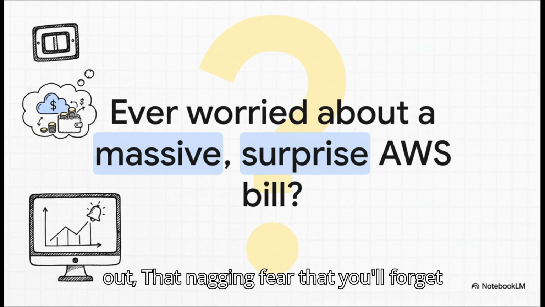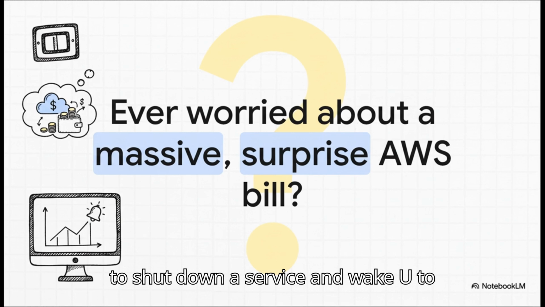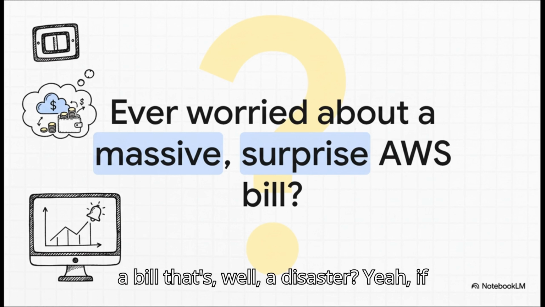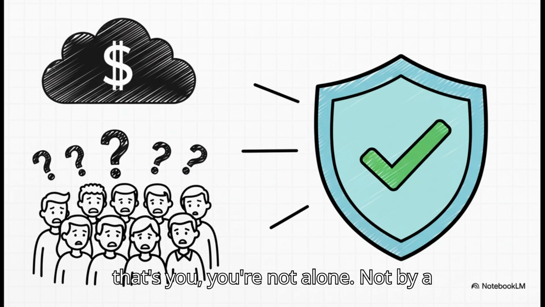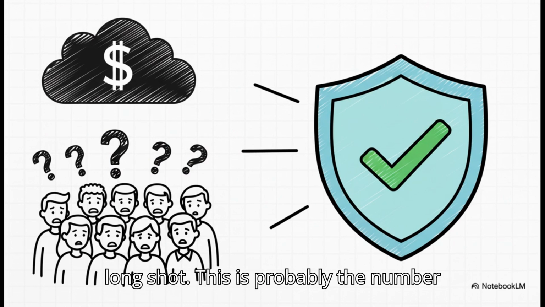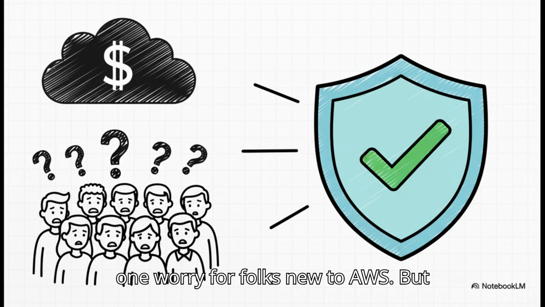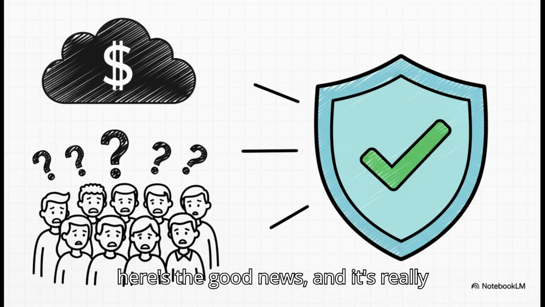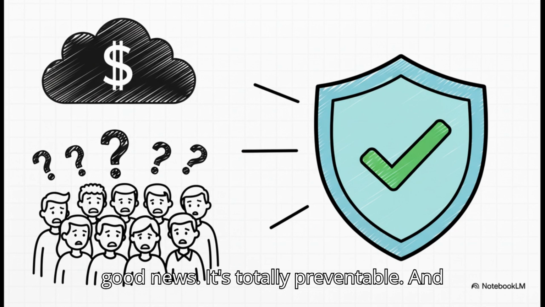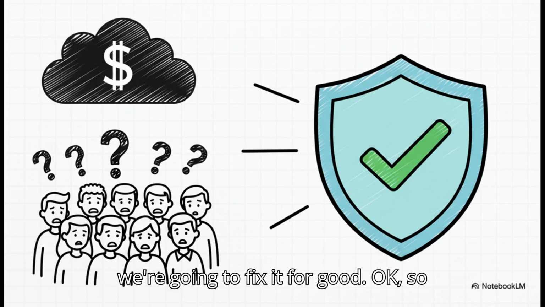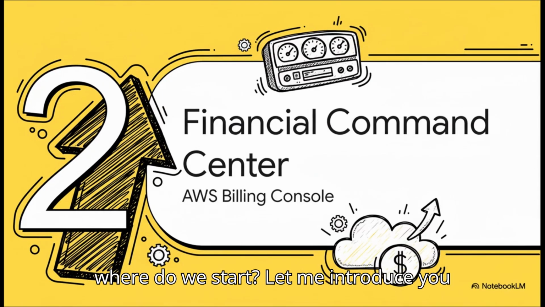That nagging fear that you'll forget to shut down a service and wake up to a bill that's, well, a disaster? Yeah. If that's you, you're not alone. Not by a long shot. This is probably the number one worry for folks new to AWS. But here's the good news, and it's really good news. It's totally preventable, and we're going to fix it. For good.